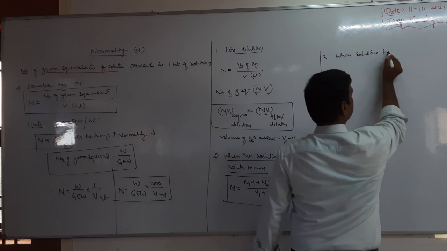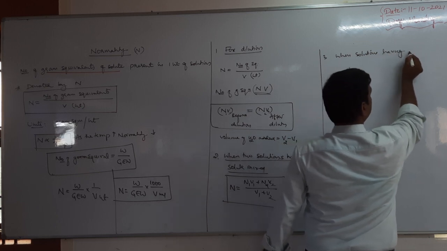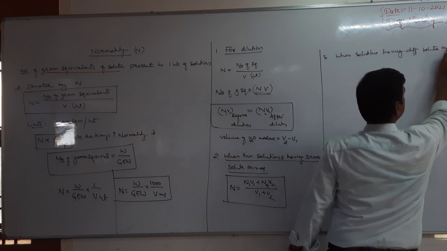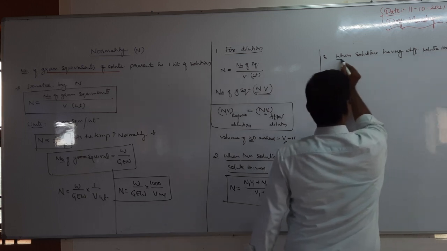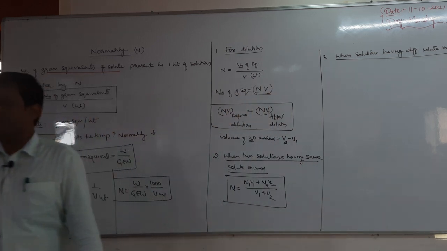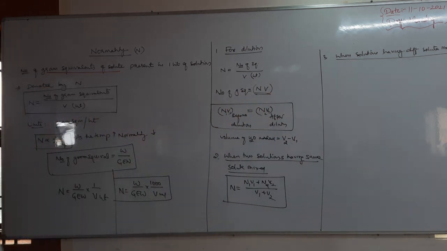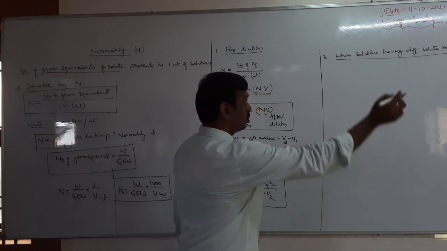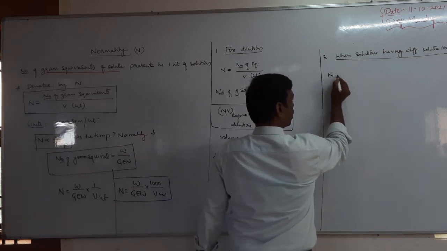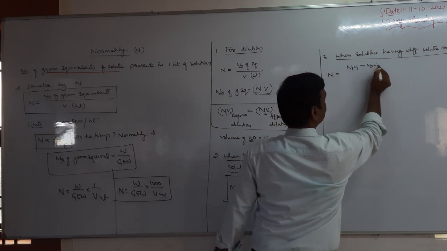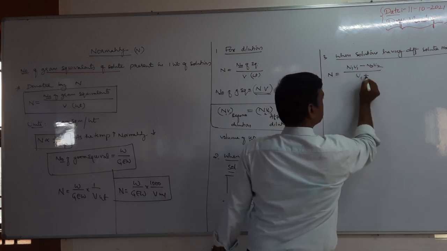When two solutions having different solutes are mixed, you cannot calculate molarity, but you can calculate normality. So normality can be calculated directly but not molarity. So what is the normality? N equal to (N1 V1 minus N2 V2) by (V1 plus V2).